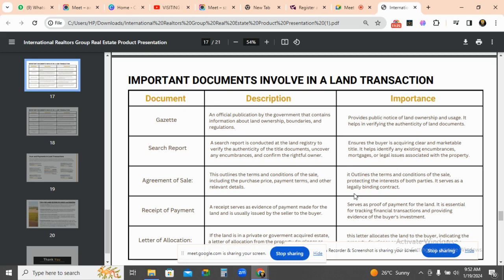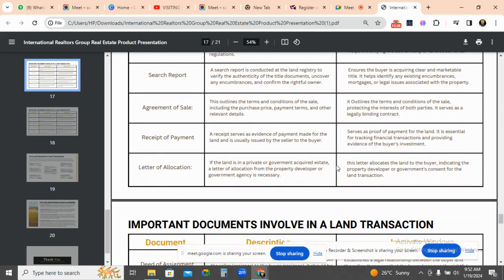Then, of course, we have receipts of payments. Once you make payment, definitely you are supposed to collect a receipt. A receipt is what serves as evidence of payment that a buyer has made to the seller.